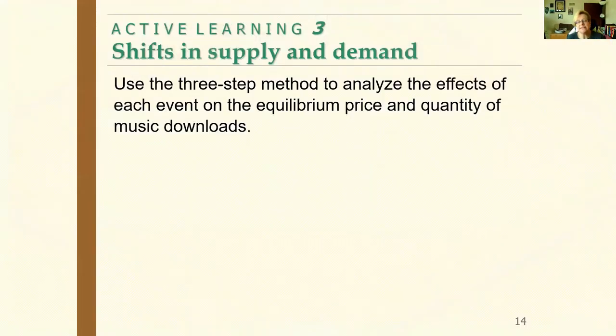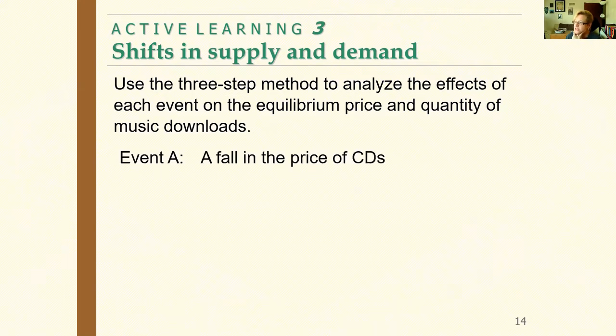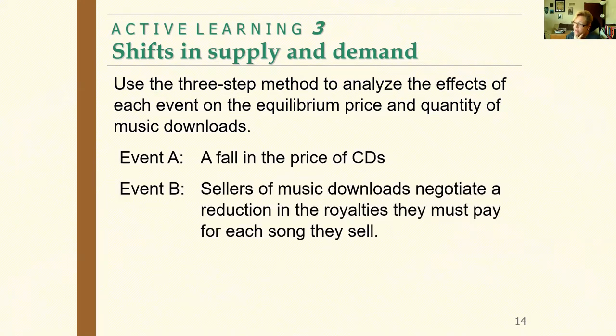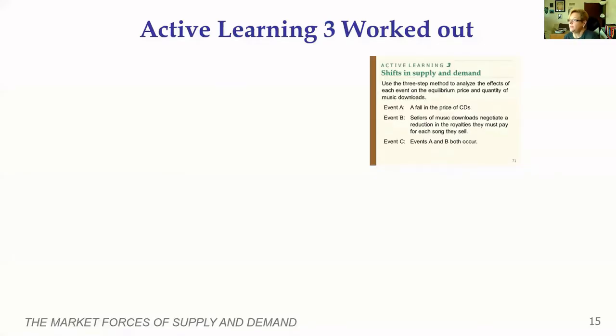Okay, so let's look at an example problem. And then what I want to do is to look at equations, because you notice we looked at a table and we looked at a graph, but we didn't look at an equation yet. So I want to do that. Okay, use a three-step method for analyzing what happens to music downloads. So a fall in the price of CDs. Sellers of music downloads negotiate a reduction in their royalties they must pay. Okay, and then both events occur.